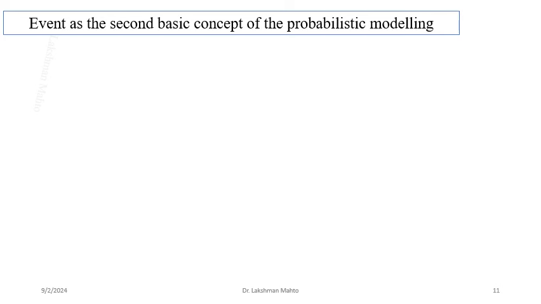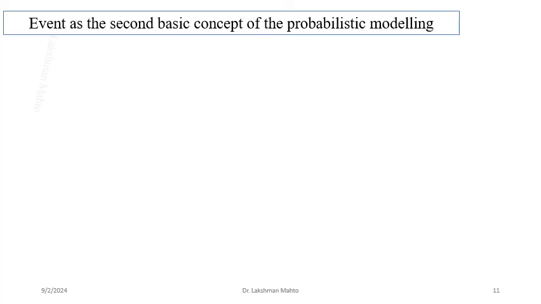How many steps are there to compute a sample space? Two. I am not asking you to memorize it, I am asking you to understand it. So there are two steps to identify the outcome sample space. Okay. Next, our next basic concept of probabilistic modeling is event.